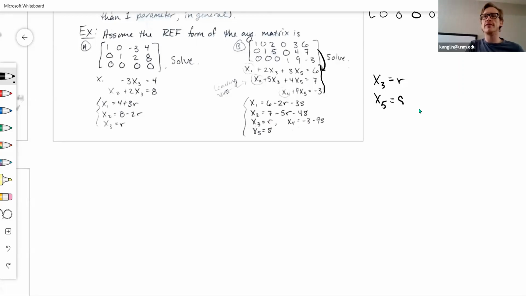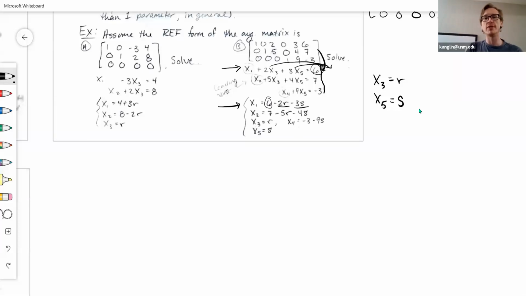I don't want that to look like a 5. There we go, s. Okay. And the idea is solve for all the other variables in terms of those. So x1, just looking from the first equation, is the 6 that's already over here, minus 2 times x3, which is 2r, and minus 2 times x5, which is 3s.